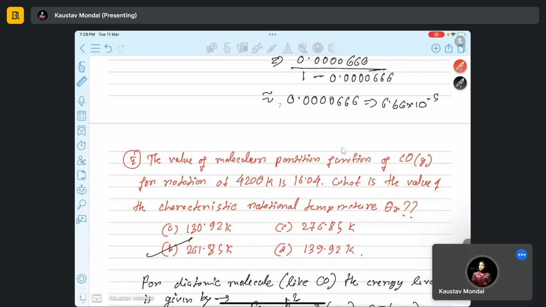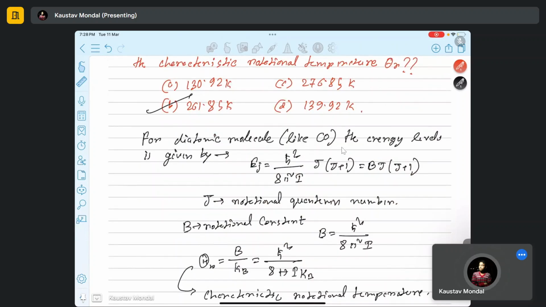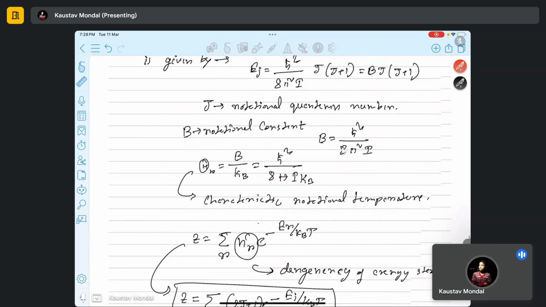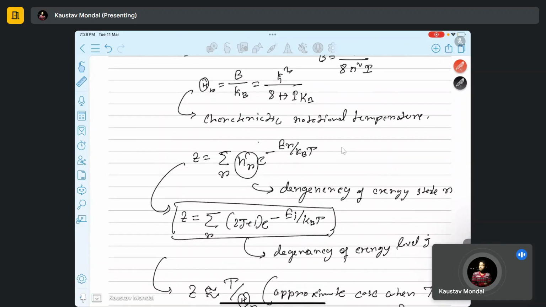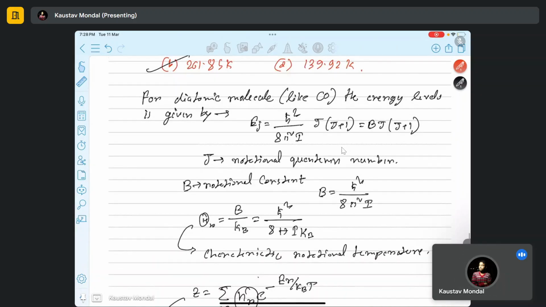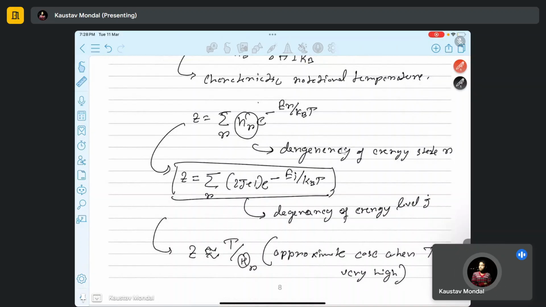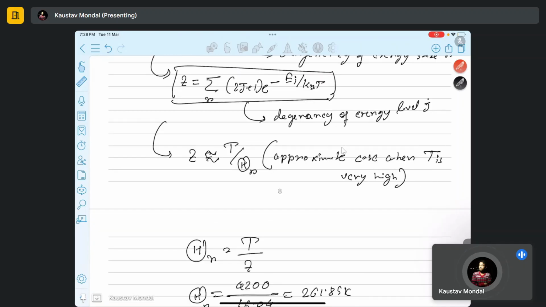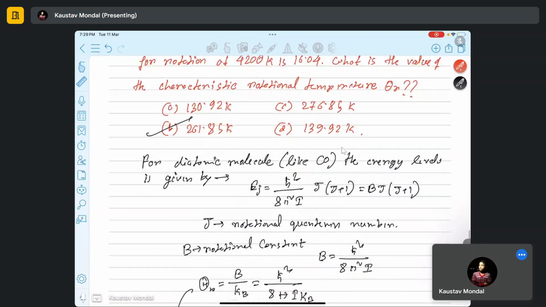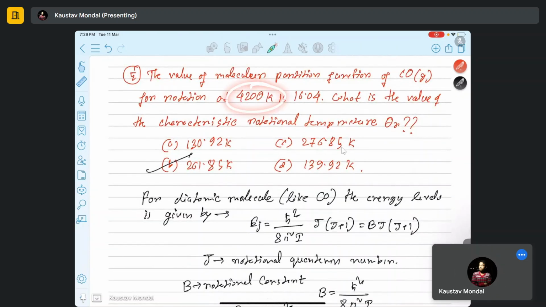So what we have done here: for a diatomic molecule, we have carbon monoxide. First you write the partition function formula, and here you use the more general format of the partition function formula, where the degeneracy term is there. For this kind of diatomic molecule, the degeneracy term is 2J plus 1, because each rotational energy state J has 2J plus 1 degeneracy. We have to take that fact into account, and this would be the expression of the partition function. But in our problem, as you can see, the temperature is 4200 Kelvin, which is very high.